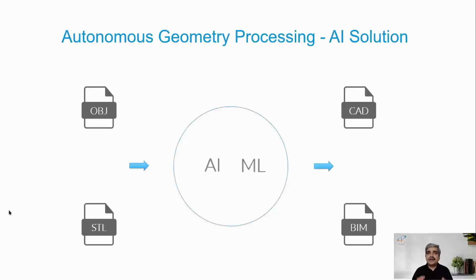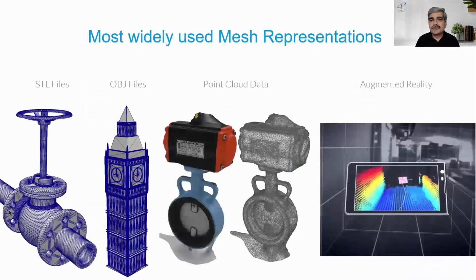So let me go back again to why and where that data is coming from. There is the STL file format, there is the OBJ file format. As I said, there is a lot of point cloud data coming from scanning devices, and with augmented reality and other devices, again there is a huge amount of data being put into the cloud. So geometry-wise, nowadays you have a really huge amount of data. The question is how do you process that data and create a reusable format.